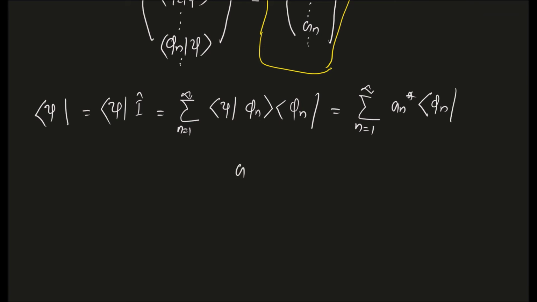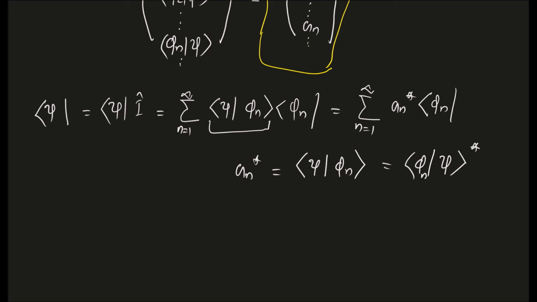Where the coefficient a n star is given by this quantity, that is the inner product between psi and phi n, right? So this is basically the inner product, or the projection of the psi along the phi n direction, and if it takes the complex conjugate, that is what a n star is, okay, the complex conjugate.